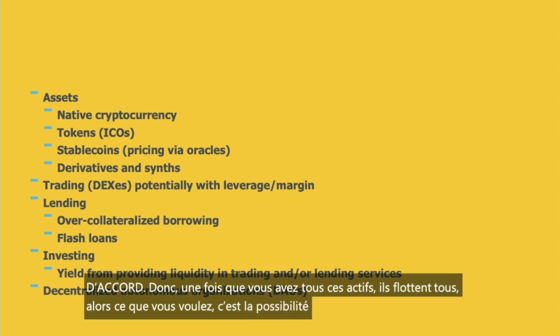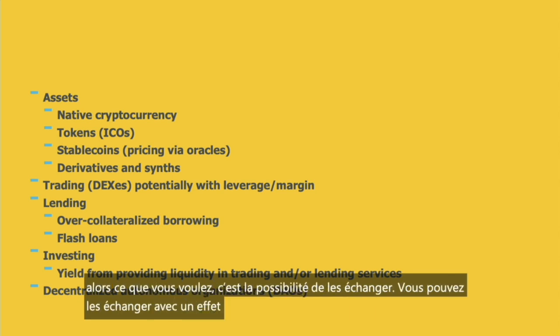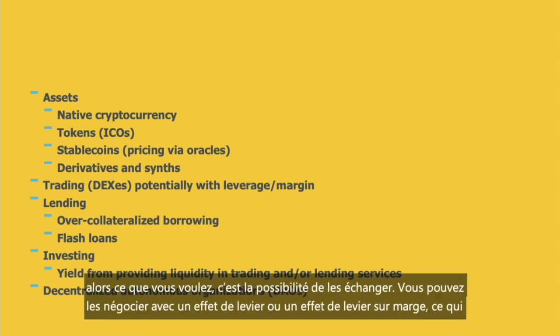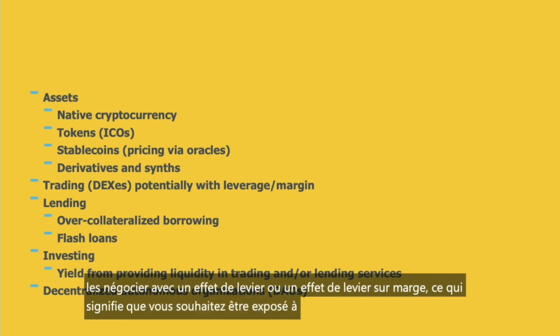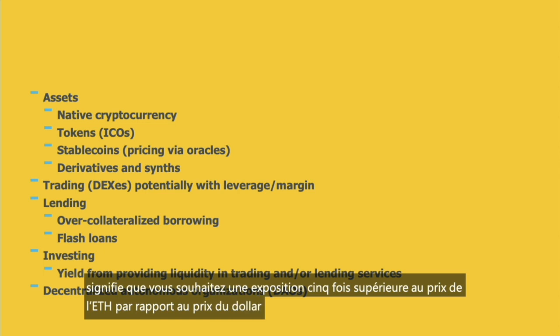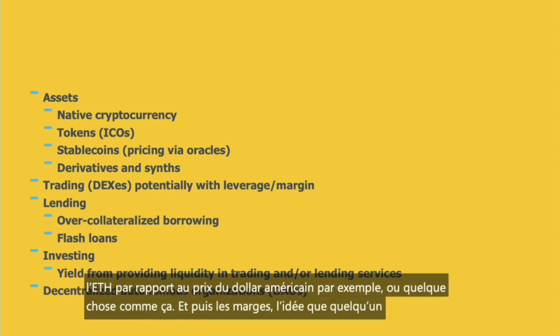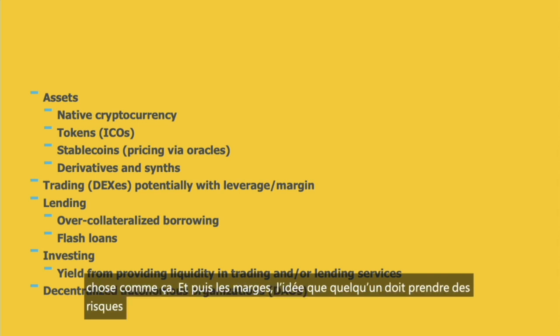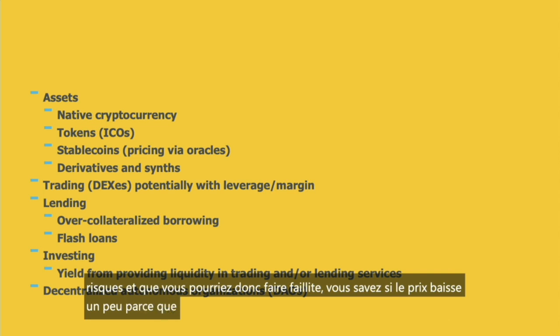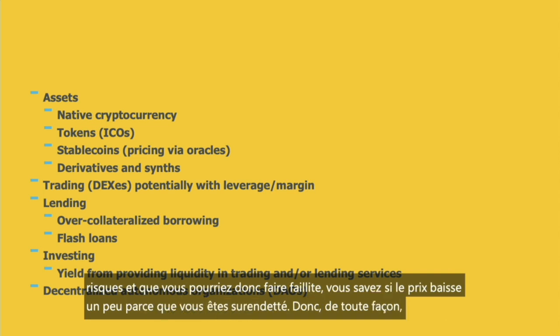You might trade them with leverage or margin. Leverage meaning that you want 5 times exposure to the price of ETH relative to the price of US dollars, for example, or something like that. And then margin's the idea that someone has to take on risk. And so you might go bankrupt, if the price just drops a little bit because you're over leveraged. So anyways, all of this is sort of managed on chain.